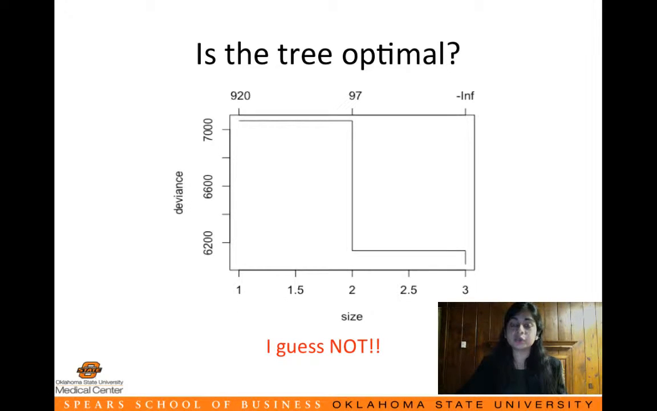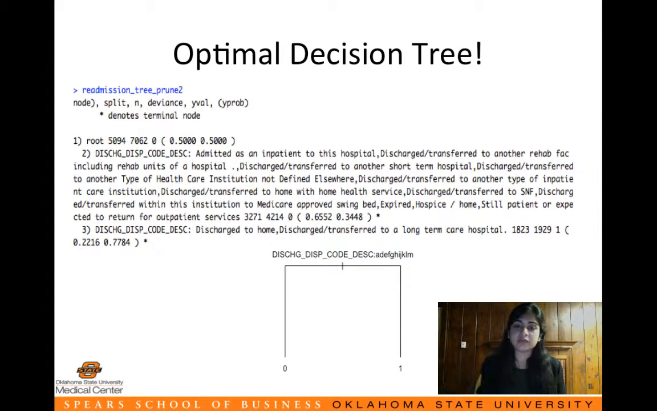We tried to prune our tree and see whether this tree was optimal or not. We found that size of 2 was optimal enough, so we recreated our tree and pruned it. Then we found that only discharge disposition code description was statistically significant enough for explaining our model. There are two levels, 0 and 1.